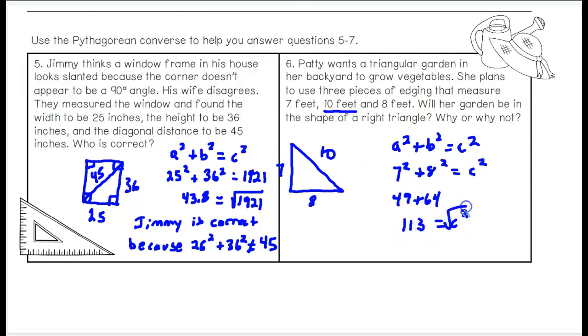So I need to find the square root of both of those. What is the square root of 113? 10.6 something. So C is approximately 10.6. Let me get this straight. Is it going to be a right triangle? No, it's not. It's not going to be a right triangle. So no, because 7 squared plus 8 squared does not equal 10 squared.